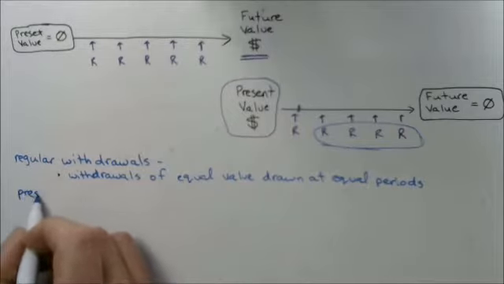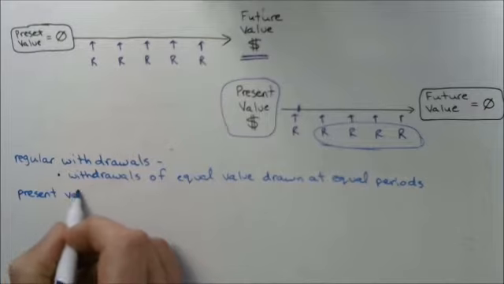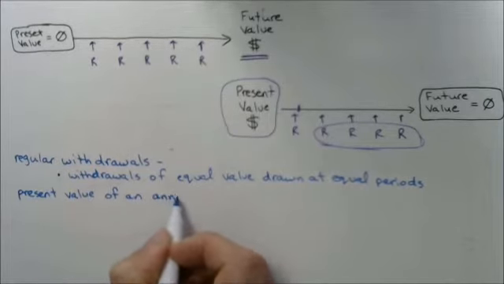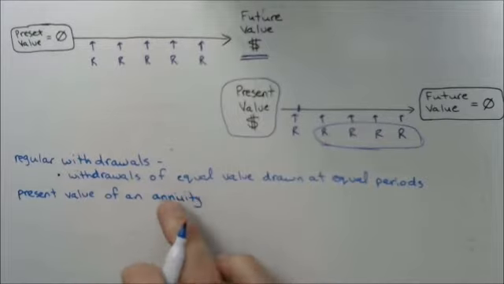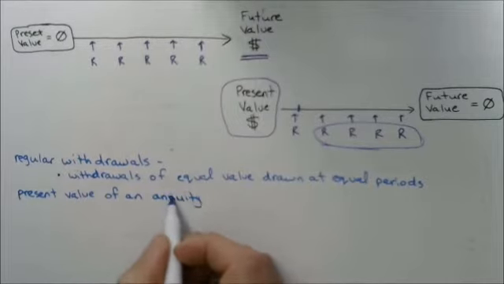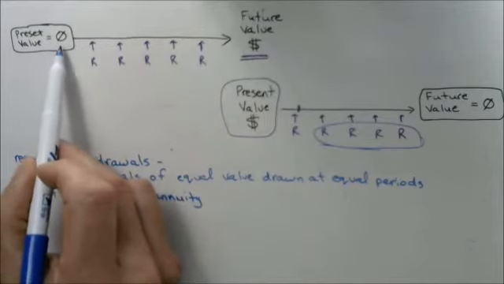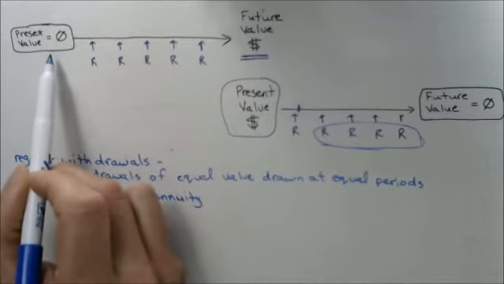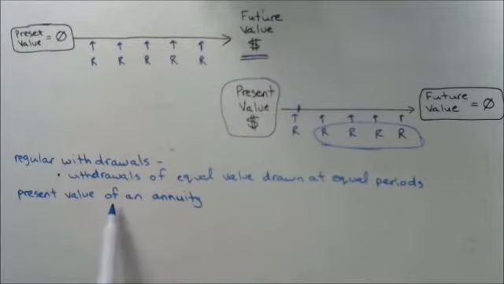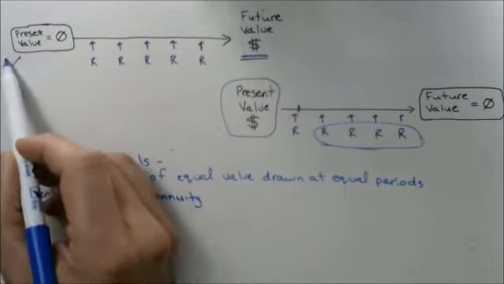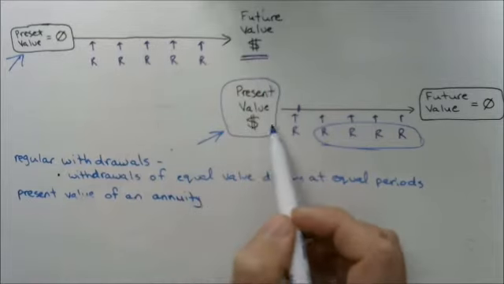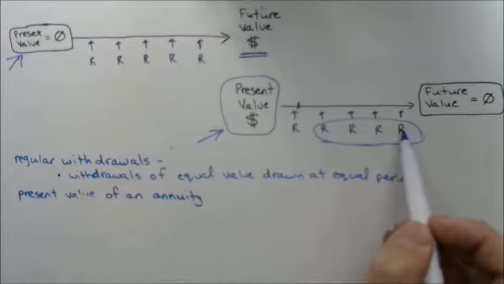And present value of an annuity. That's a mouthful. Yesterday, when we were saving up for something, we started with a present value of 0. Where am I at right now? I haven't invested anything yet. I'm at $0, okay? When we hear the term present value of an annuity, we're no longer talking about this situation. We're talking about this situation. How much money am I starting with before I start making my regular withdrawals, okay?